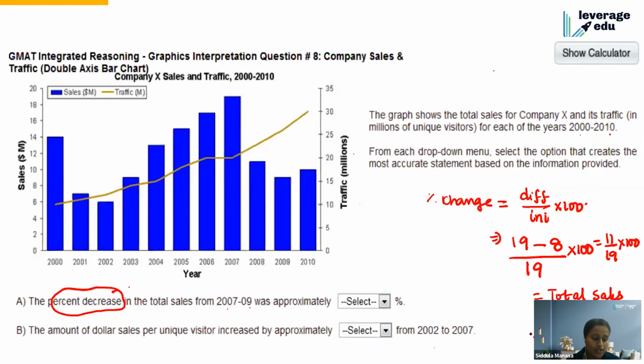So now let's go there. For this 2002, how much is the total sales? It is 6 divided by total traffic for the same 2002, which is nearly 12. So it is how much? 1 by 2, which is 0.5. So click on the select, again select the option 0.5. Hope this is clear. Again, there will be no partial credits. Two questions have to be right over here.